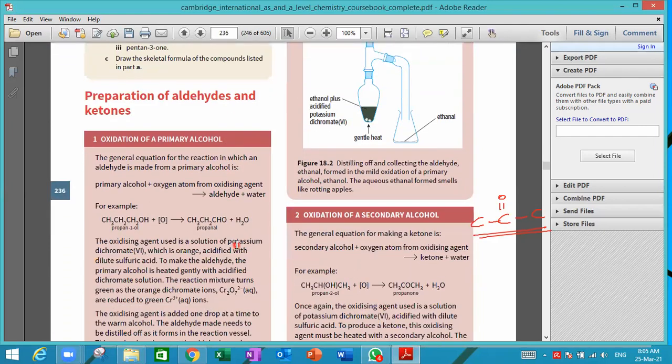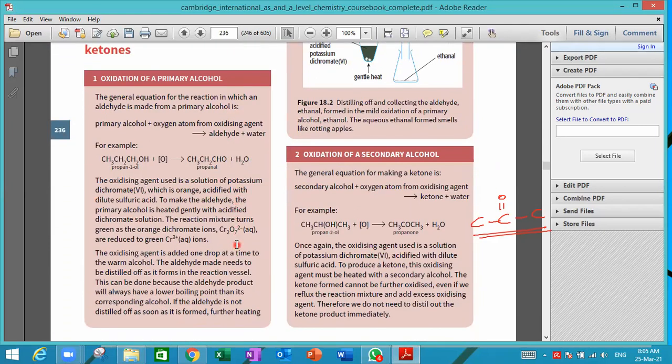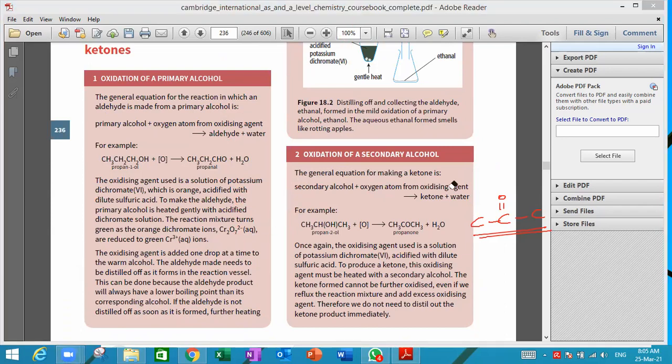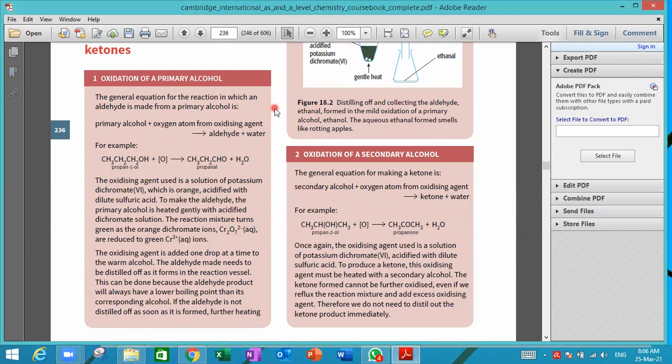Now, in the preparation of aldehydes and ketones, we said last time that when we oxidize the primary alcohols, we get the aldehydes. So, for example, if we start with propan-1-ol, which is a primary alcohol, upon oxidation using acidified potassium dichromate(VI), which is orange in color, the acidification being done using sulfuric acid, and as we said last time, we write oxidation, O, between brackets, this will lead us to the formation of propanal.